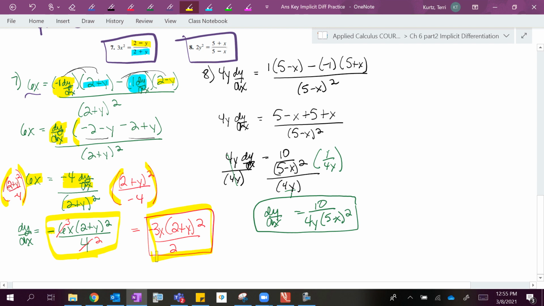Number 8 was a little more straightforward because the implicit differentiation was only on the left-hand side, and the right-hand side was just applying the quotient rule.